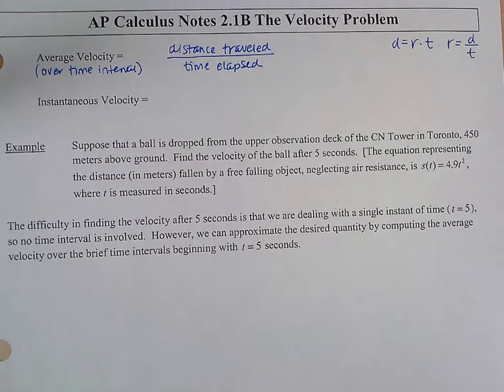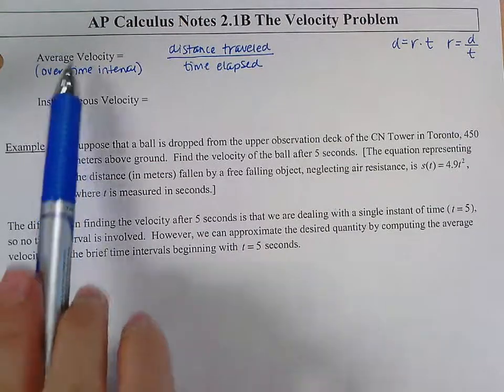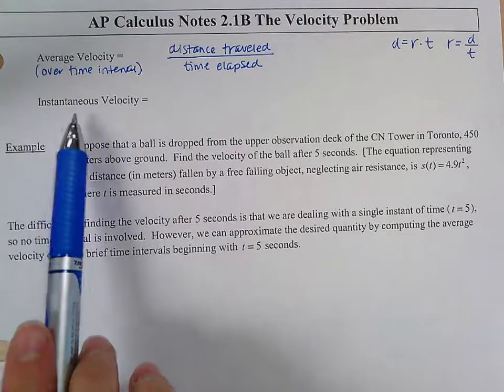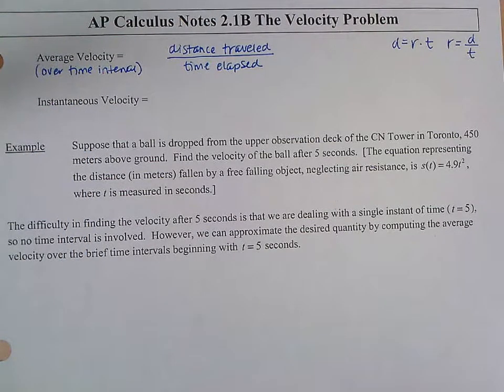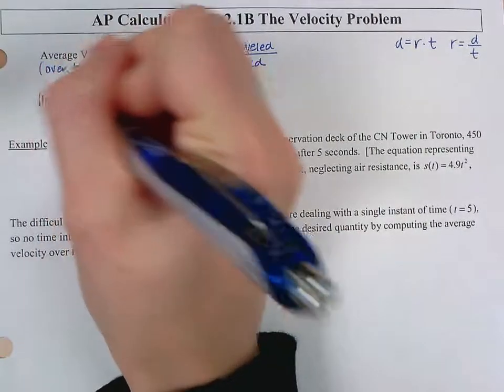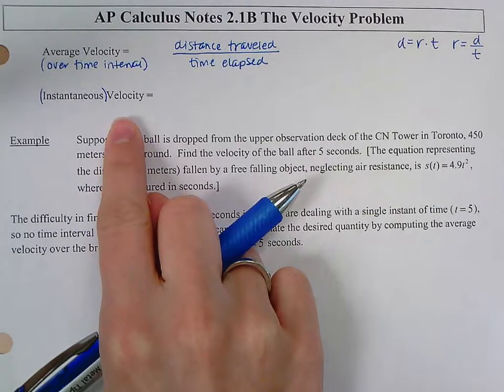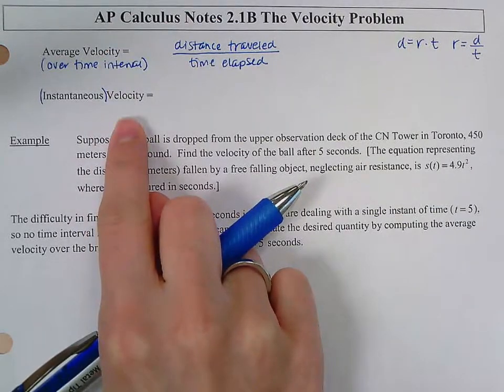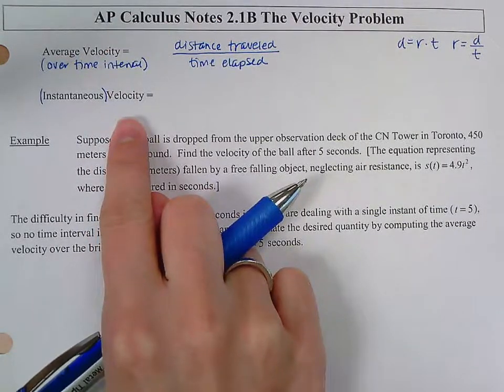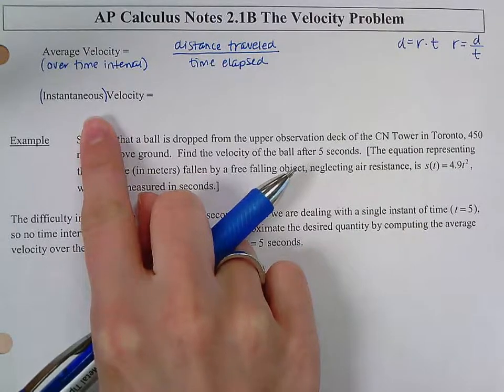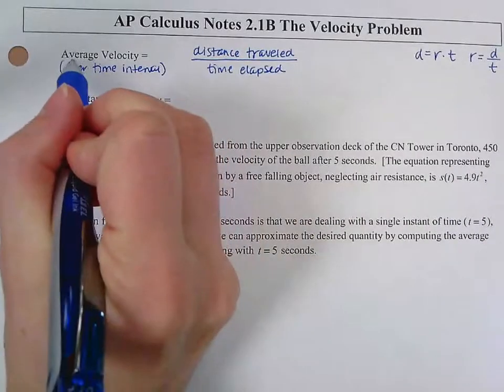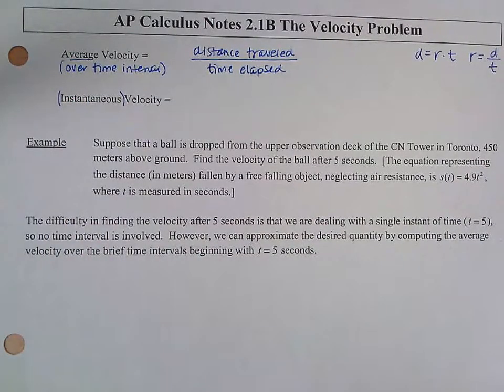In calculus, though, you're going to be asked not only to find average velocities, but also instantaneous velocity. I'm just going to put instantaneous in parentheses here, because anytime you're just asked to find velocity without any word written in front of it, it is assumed to be instantaneous velocity. If they want average velocity, you will have the word average written in front of it. So anytime you are just asked for velocity, it's instantaneous.